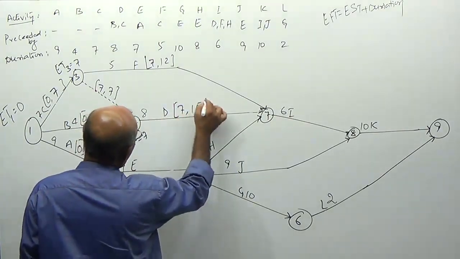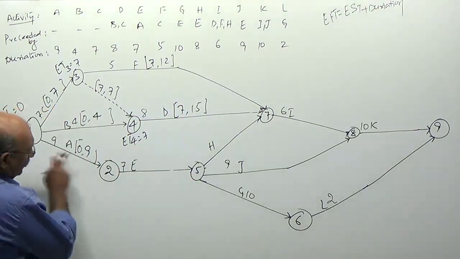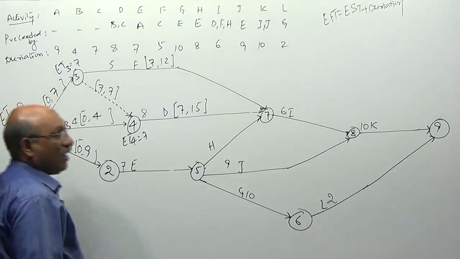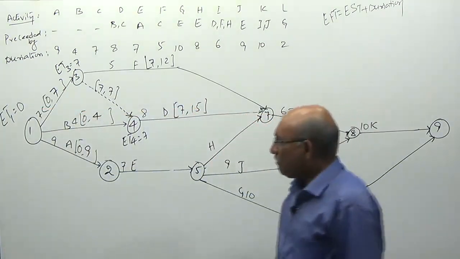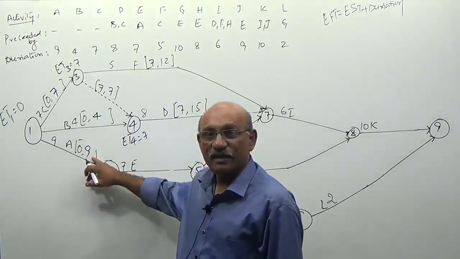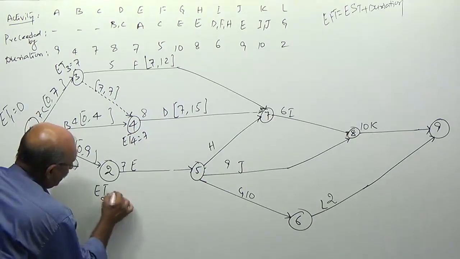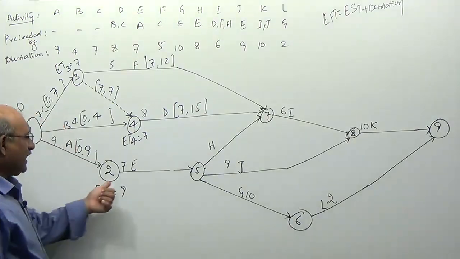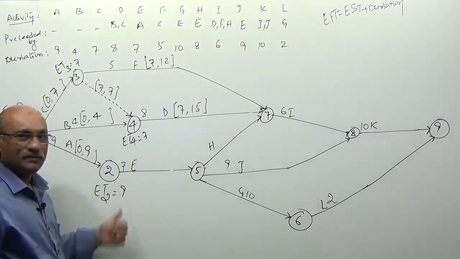7 plus 8, 15 is the completion time. Now, sir, through this path, when are you completing activity A? You are completing activity A on the 9th day. Okay. So, earliest time of 2 is equal to 9. I can reach node number 2 earliest on the 9th day.